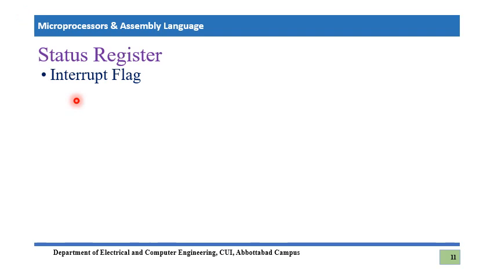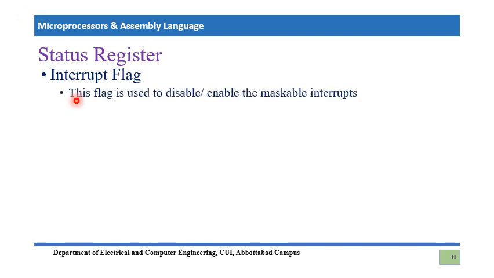The next flag is the interrupt flag. This flag is used to disable or enable the maskable interrupt. This is something interesting, so let's explore the concept of maskable interrupt. I have already explained interrupts when we were dealing with interrupt service routines, and with memory organization, the classification of memory, and where we store the pointers for these interrupts. What is a maskable interrupt? Any interrupt which can be disabled.